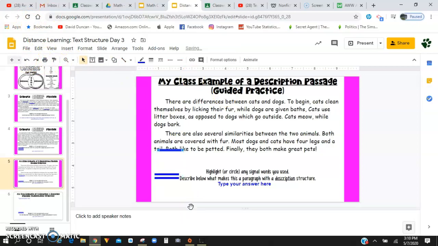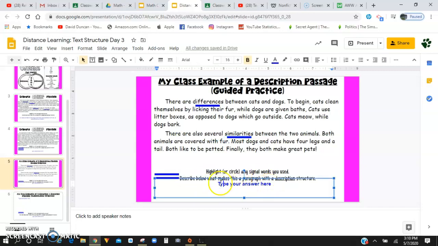The first one is going to be differences. There are differences. That is a signal word that's telling me that I'm going to be starting to identify the differences between the animals. And the other signal word is going to be similarities. That's telling me I'm going to now compare the things that cats and dogs have in common with one another. I know these two lines are right here, guys, but I'm having a hard time moving them, so I'm just going to use my two. I just moved them up here.